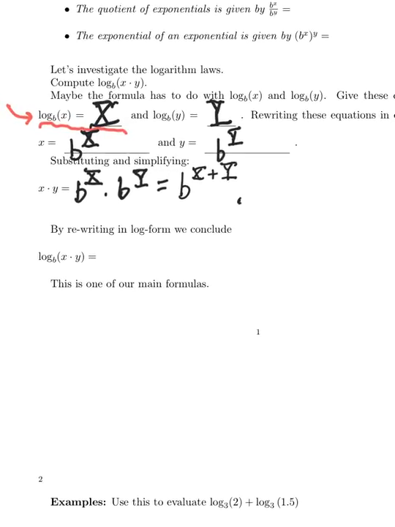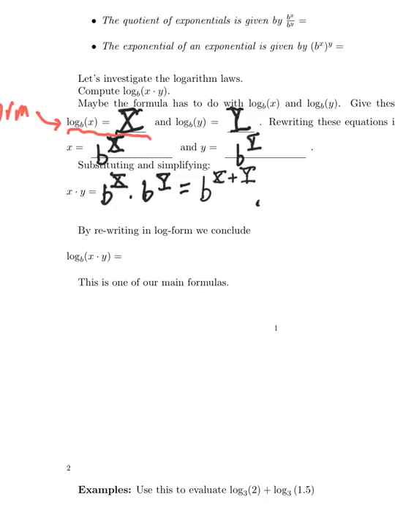And now I'll just write down the conclusion. I know that this is equal to this. So let's just write that down. That gives me x times y is equal to b to the power big X plus big Y. Oh, neat. That's an equation that's in exponential form. I see a number is equal to b raised to a power. Yeah, that's exactly what it means to be in exponential form.